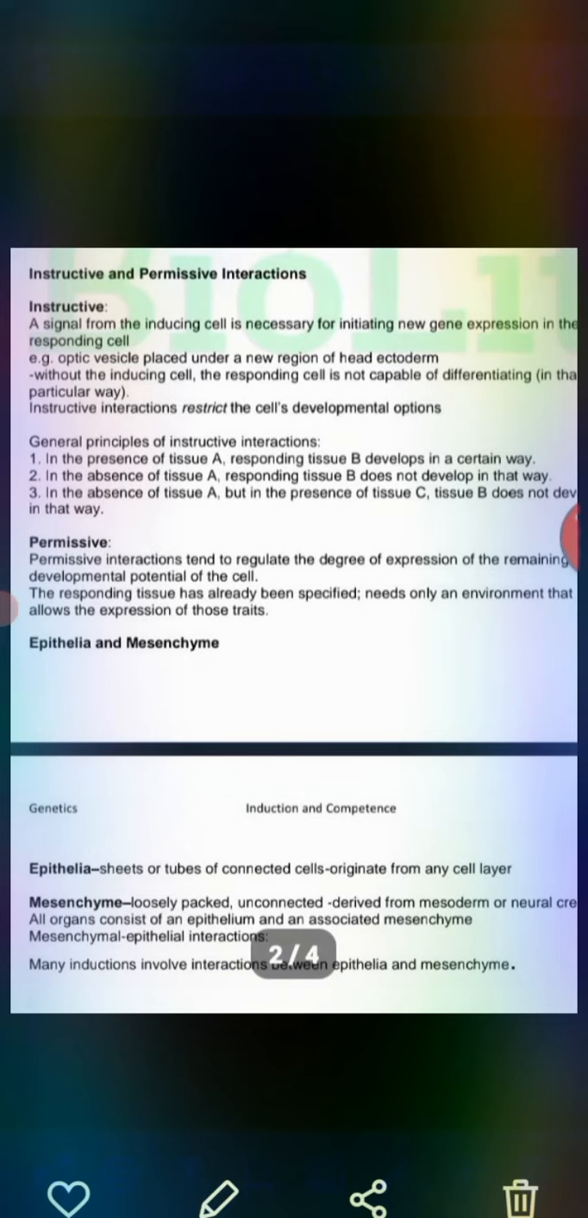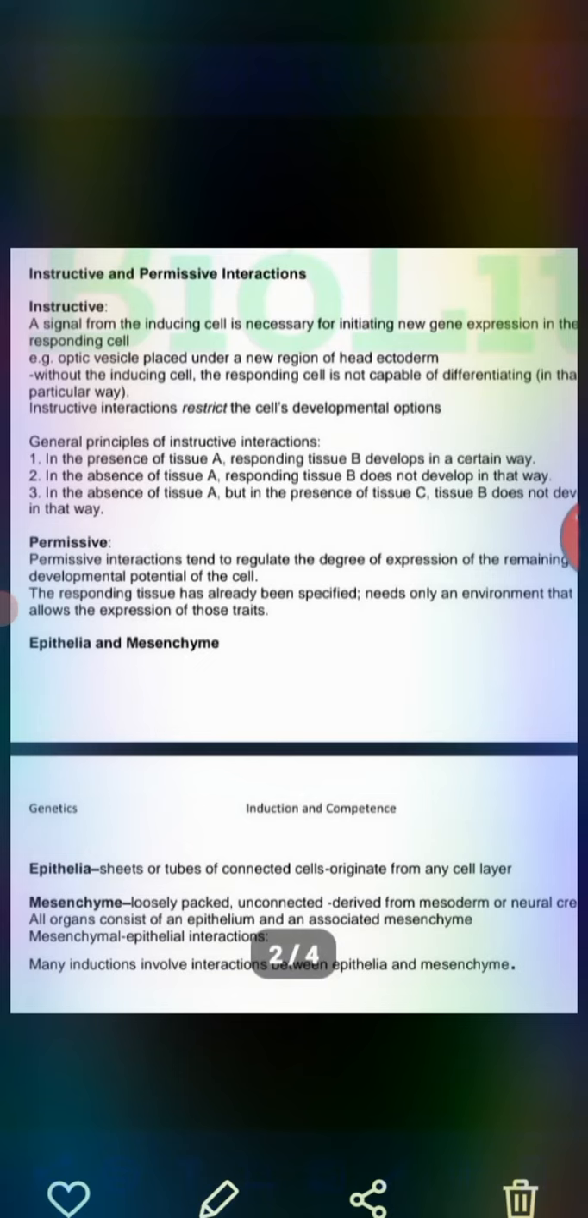A typical example for the instructive interaction is the lens formation in Xenopus. The instructive interaction restricts the developmental options in the organism via the signal sent by the inducer and the signal accepted by the responder. So the inducer and responder interaction must be present for the instructive interaction to be carried out.